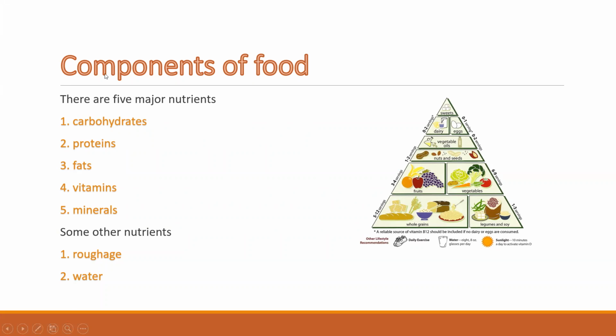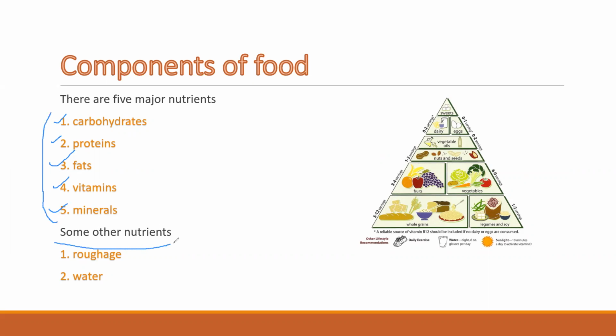So what are the components of food? There are five major nutrients: carbohydrates, proteins, fats, vitamins, and minerals. These are the five major nutrients.